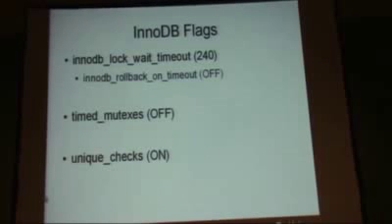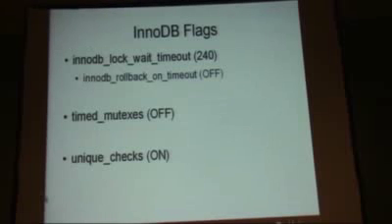Timed mutexes. It's off by default. I wish it were on by default. A mutex is a mutual exclusion lock, and if you have this on and you do a SHOW ENGINE INNODB MUTEX, you will actually see the time that it has been locked in milliseconds. Who knows why they haven't done it by default? Maybe it creates a lot of overhead or something. That's not in the documentation. But I would like it to be on by default because it could be pretty useful to see how long these things are locking for.